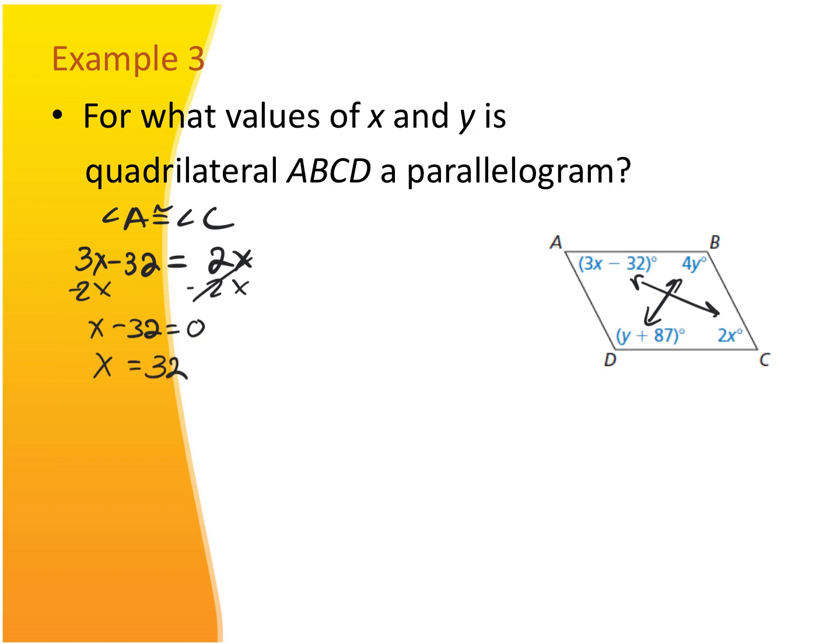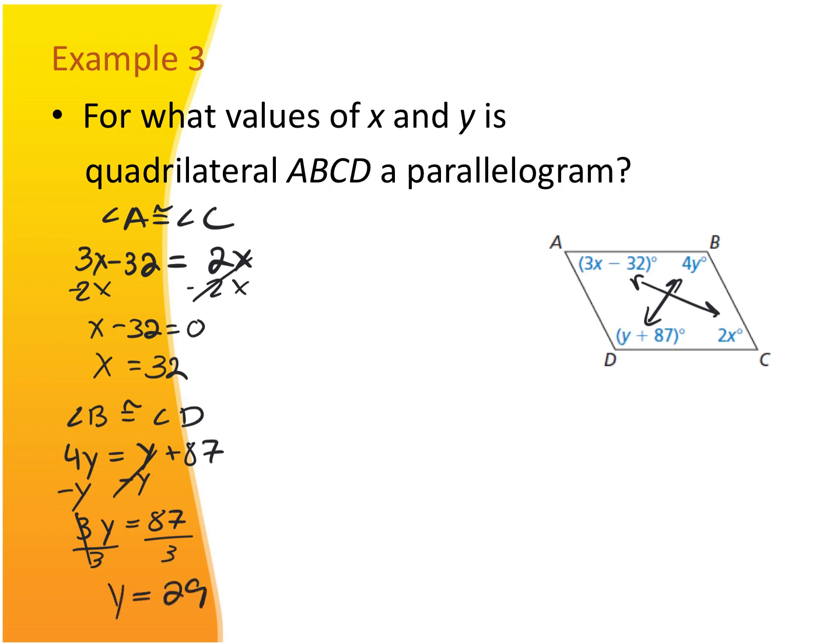Now again, you can plug it in and solve for it. We'll plug them in after we solve for x and y. So let's find y. For y, we have angle B is congruent to angle D. So we're going to get 4y is equal to y plus 87. I'm going to move the y over, and it's going to leave me with 3y is equal to 87. When I divide that by 3, I get that y is equal to 29.